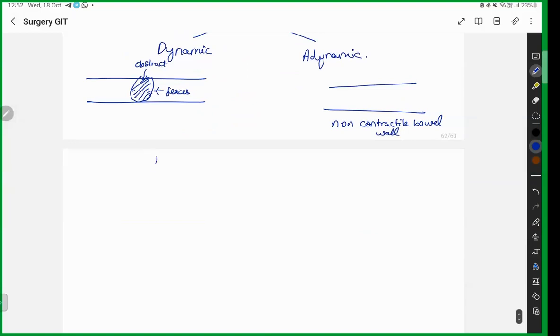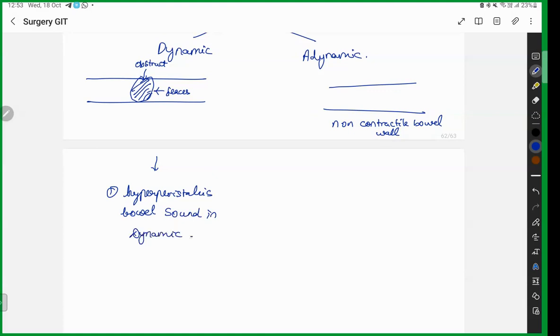So what happens in your dynamic obstruction? Number one, there is going to be hyperperistalsis. The smooth muscles of your intestine will try to push the feces outside. If they are trying to push out the feces, they have to contract very much. They have to increase the contraction. So there is going to be hyperperistalsis. This can be heard as a hyperperistaltic bowel sound in the dynamic obstruction.